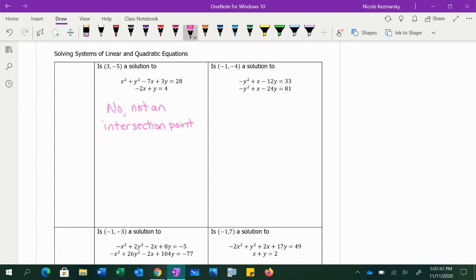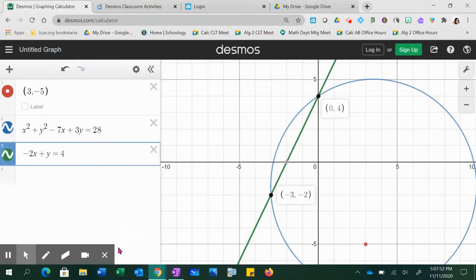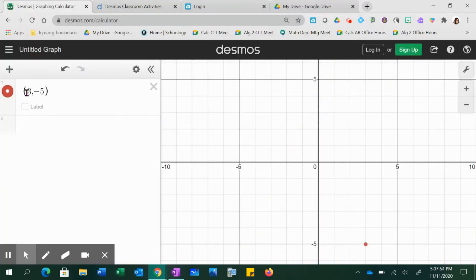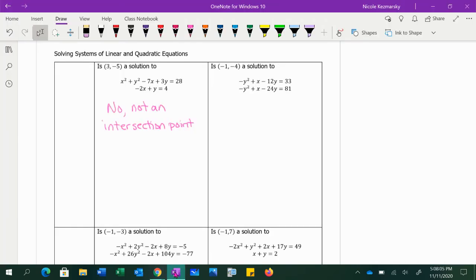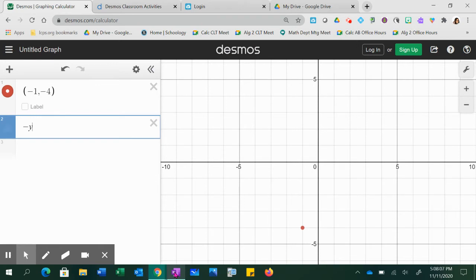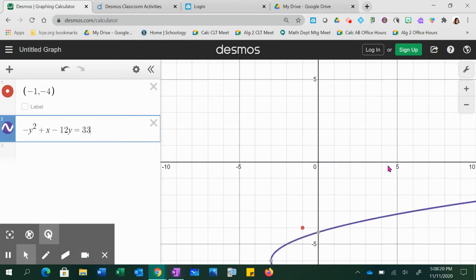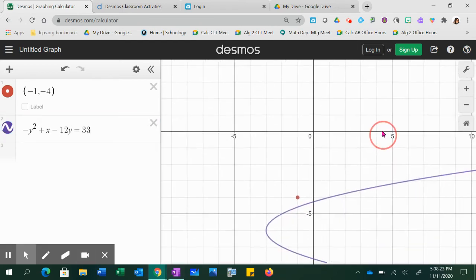So let's do the same thing, but let's try it with the one on the right. So negative 1, negative 4 is our new point. So I'm going to go into Desmos and clear out what we had and put in negative 1, negative 4, and then type in our equations. So negative y squared plus x, and then minus 12y equals 33. And already we see the same problem that we had with the last one.